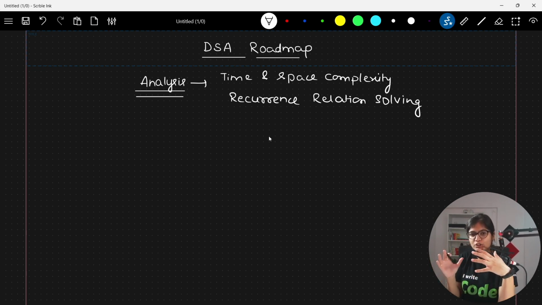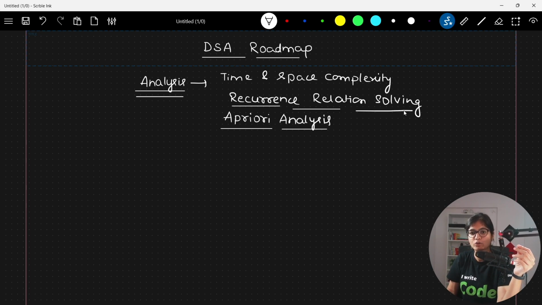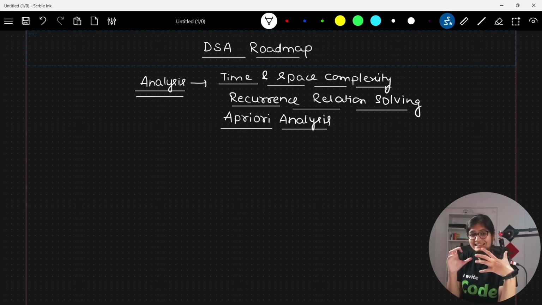In this module, you basically deal with a priori analysis. Usually people don't know what that means. A priori analysis means that we are dealing with approximations here. That's why we usually talk about big O, omega, and theta based time complexities. So this is the basic idea from where you should get started.